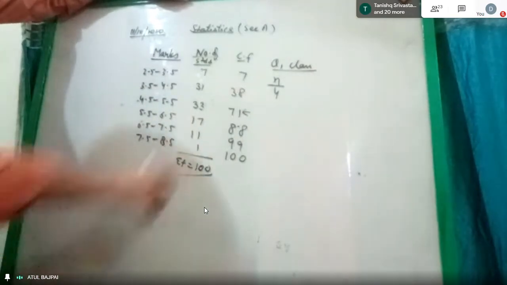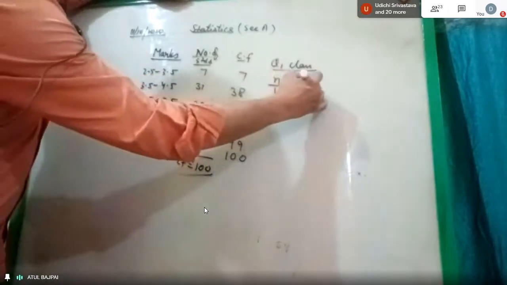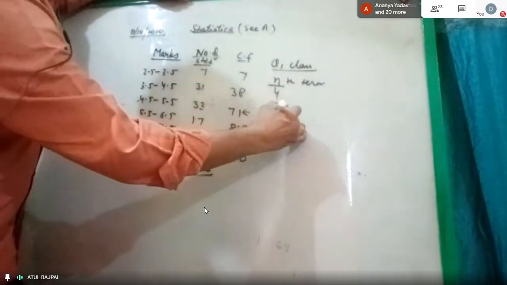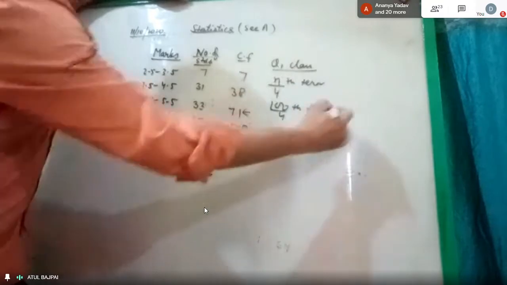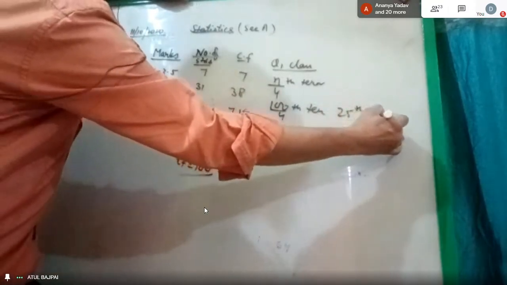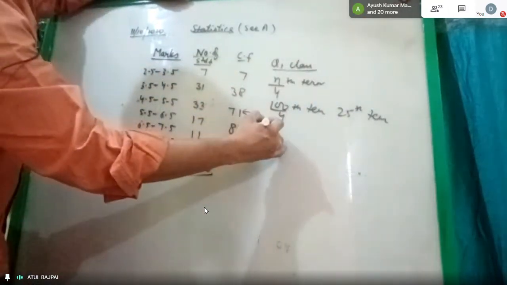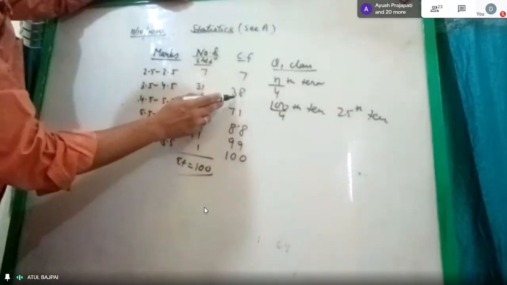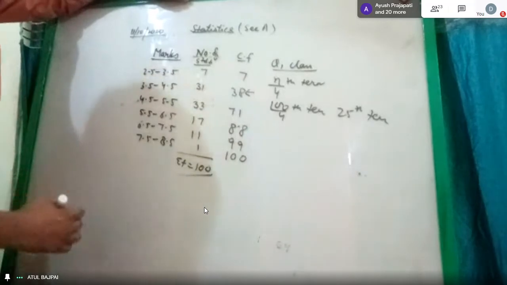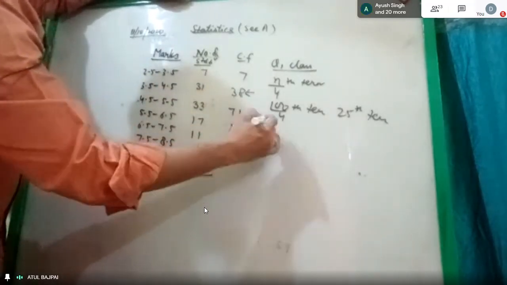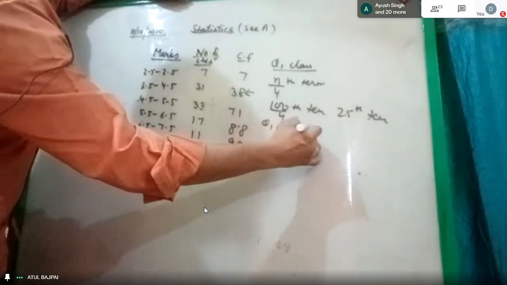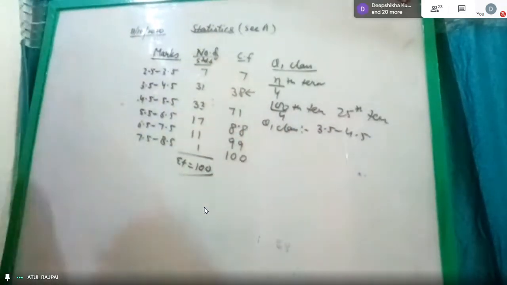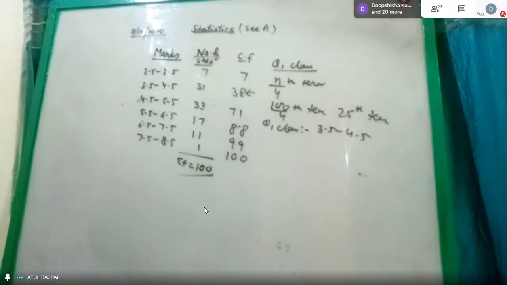R is 1 term. You have done this in class 10th also. N by 4, that is 100 by 4, the 25th term. So the quartile class will be where 25 lies: more than 7, less than 30. That is the quartile class, the lower quartile class, the Q1 class, 3.5 to 4.5. Is the identification clear? Everyone? Yes, sir.